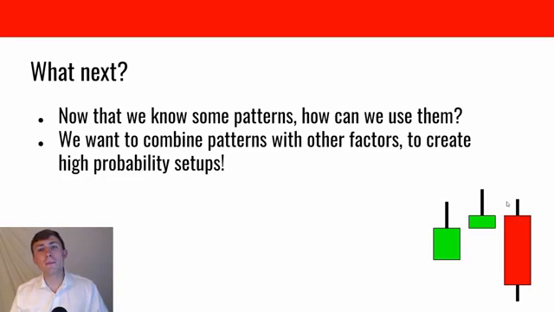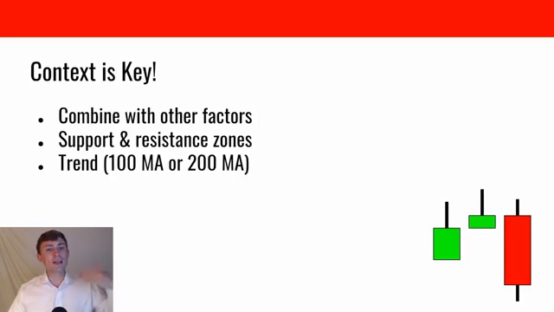So now that we know some patterns, how can we actually use these to our advantage? Well, we actually want to combine some patterns with other factors to create higher probability setups. Remember, as traders, we can't guarantee or know which way the market is going, but we can create scenarios where we have a higher probability of success. So a lot of times, one of the best ways to use candlestick patterns is to combine them with some better context or other factors that give us a better chance of being correct about market movements, and to create higher probability trades for ourselves.